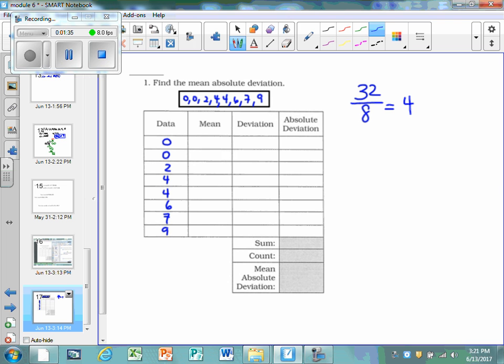Our mean is 4. So in the mean column, we're going to put 4 all the way down because the mean doesn't change. It is the same value because we used the data to find the mean.